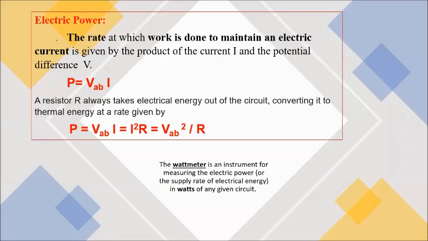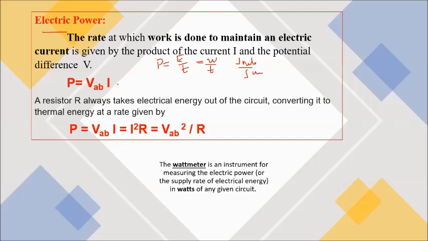So next is electrical power or electric power. The rate at which work is done to maintain an electric current is given by the product of the current I and potential difference V. Simply, power is VAB times I, electrical power. Now, kung ma-recall niyo yung power formula sa General Physics 1, power is equal to energy or work per unit time. Work over time. Now, ano ang unit ng work? SI unit is J, where J is joules. Time in seconds.